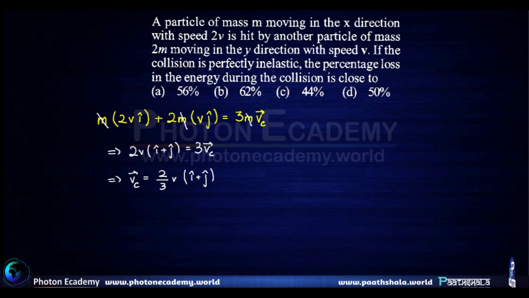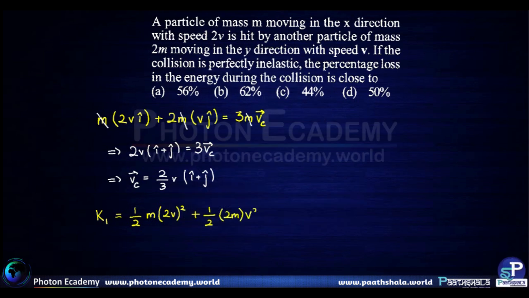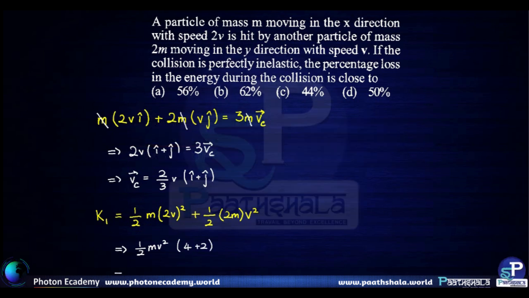Now we need to find out the percentage loss in the kinetic energy. So what is the kinetic energy before the collision? Let's call it capital K1. This is equal to 1 by 2 into a particle of mass m moving with velocity 2v whole square. And the second particle has a mass of 2m and is moving with a velocity v. Square it. So we have 1 by 2 mv squared into 4 plus 2, or this is equal to 3 mv squared.